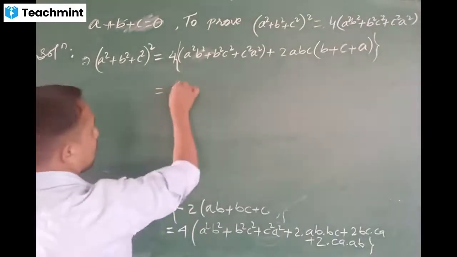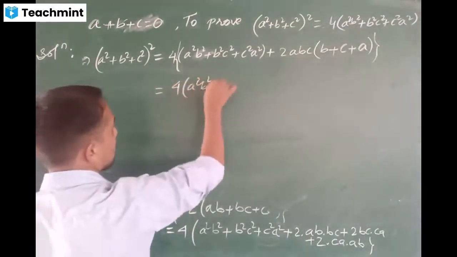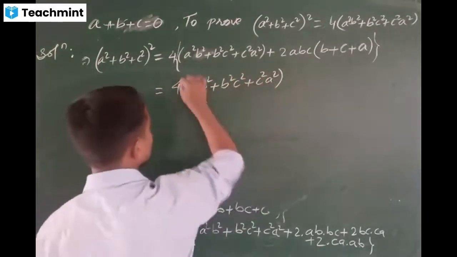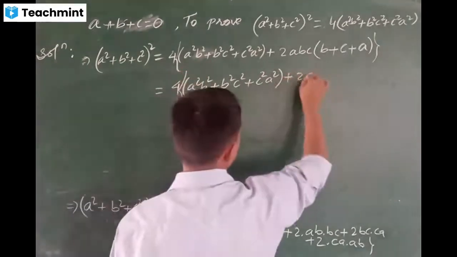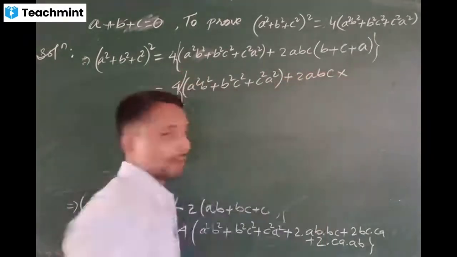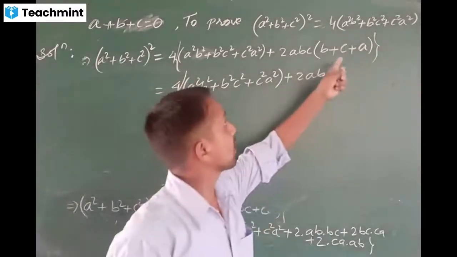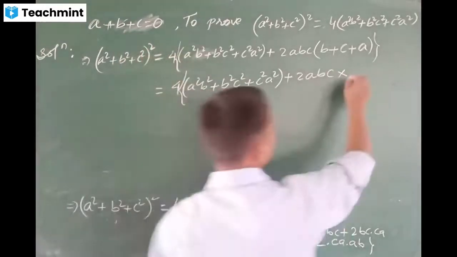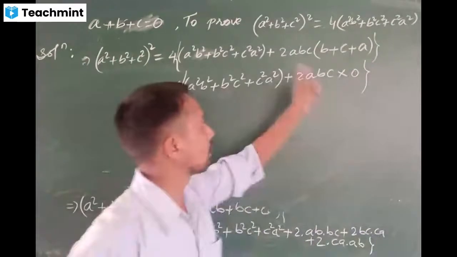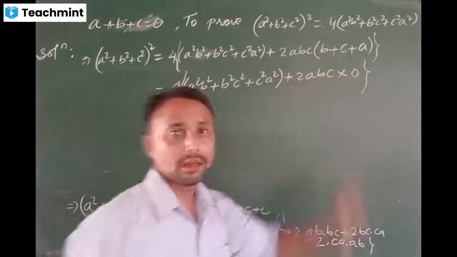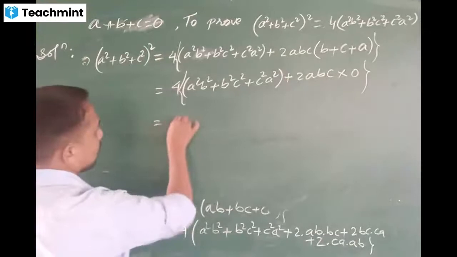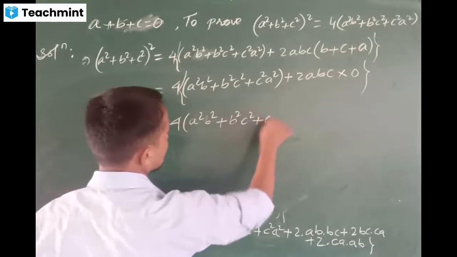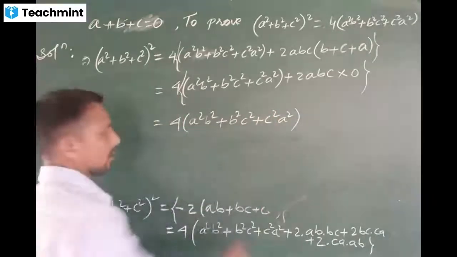It is equal to A²B² + B²C² + C²A² + 2ABC(A + B + C). As we had A + B + C equal to 0, multiplying by 0, this whole term becomes 0. So we will get 4(A²B² + B²C² + C²A²). True.